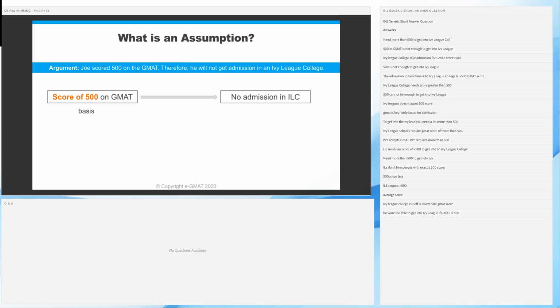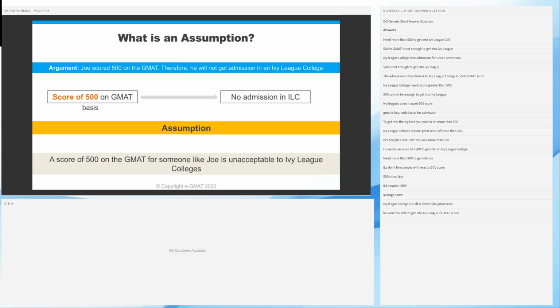So what does the author do here? The author presents a fact to you: this individual called Joe scored 500 on the GMAT. Based on this, he makes a claim, a prediction, saying that Joe will not get admission in an Ivy League college. While making that claim, the author makes an assumption that a score of 500 for someone like Joe, and that's really important, is unacceptable to Ivy League schools. Why is someone like Joe important? Because the author says that Joe won't get admission into an Ivy League college. He's not saying that the Prince of Saudi Arabia won't get admission in an Ivy League college.